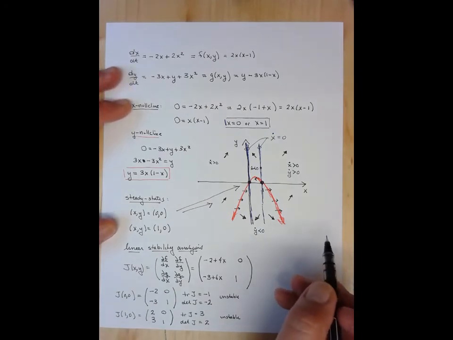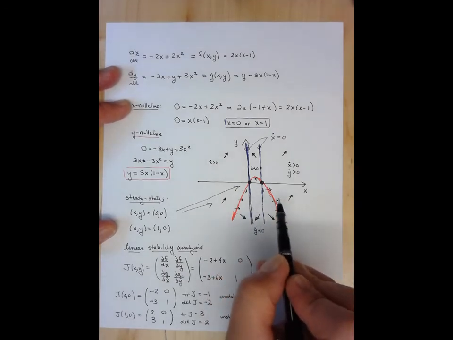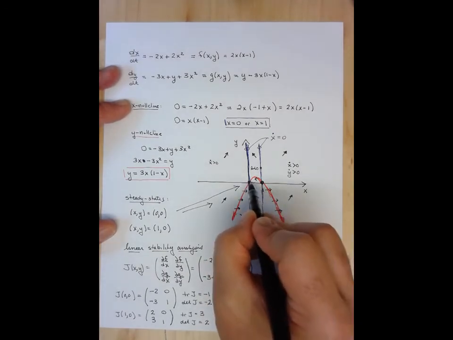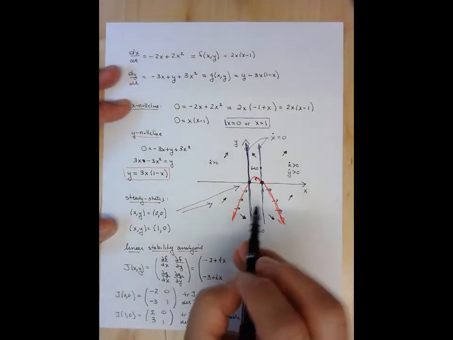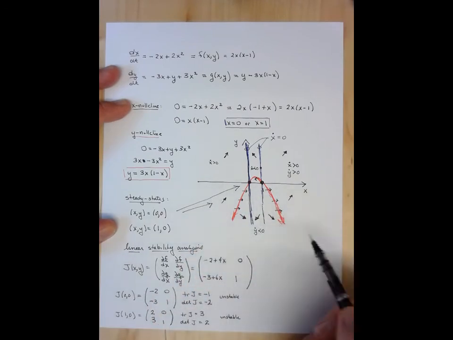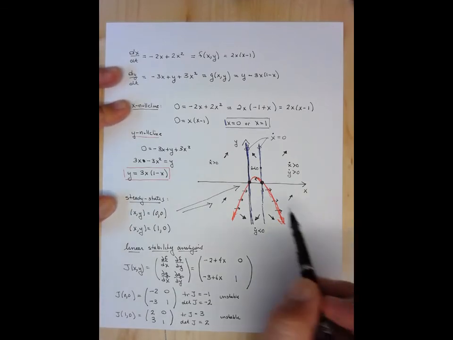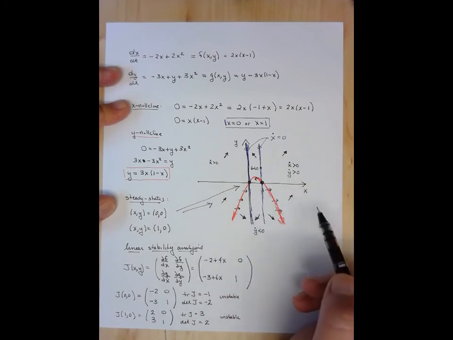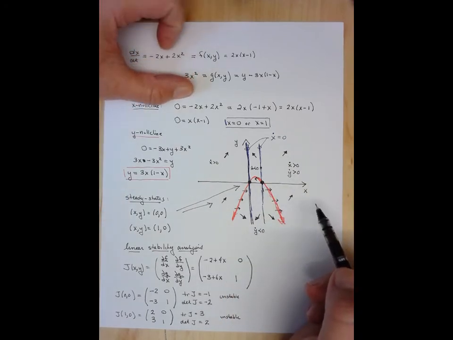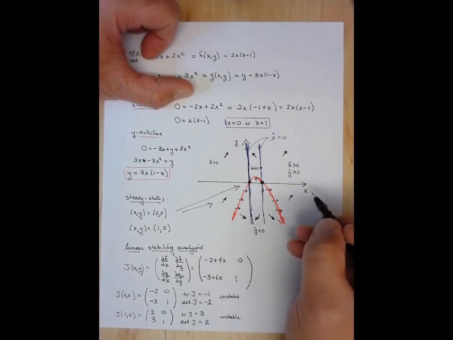So that's pretty good. We know that both of these equilibria are unstable. Both the equilibria are unstable. We've got a lot of information about the direction of the flow in the phase plane, and we can just think about what's going on near the steady states and see if we can get a little more of a sense of what's happening.